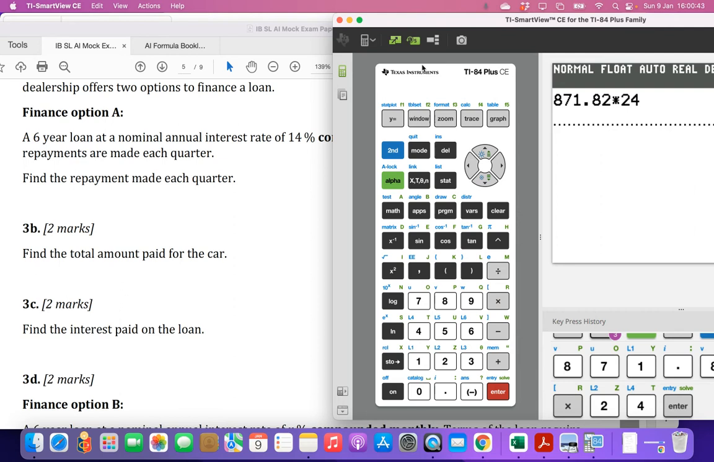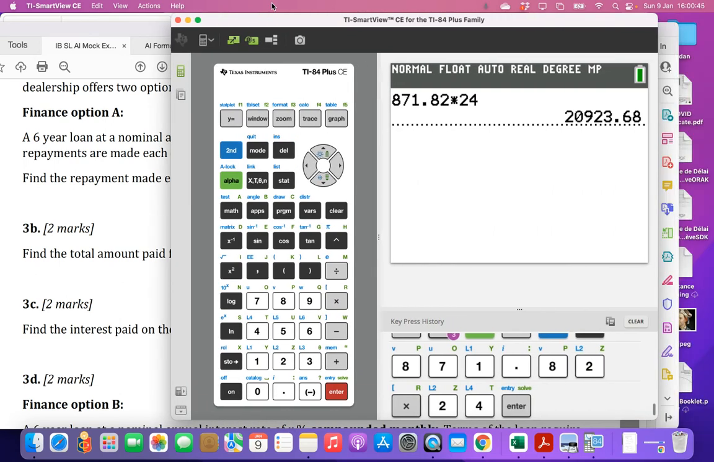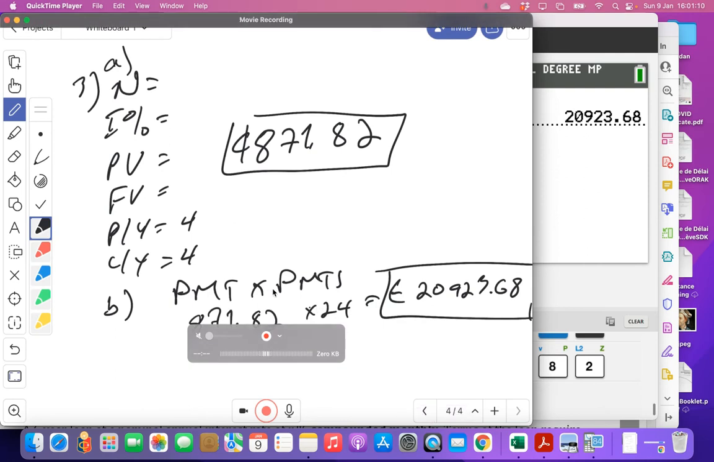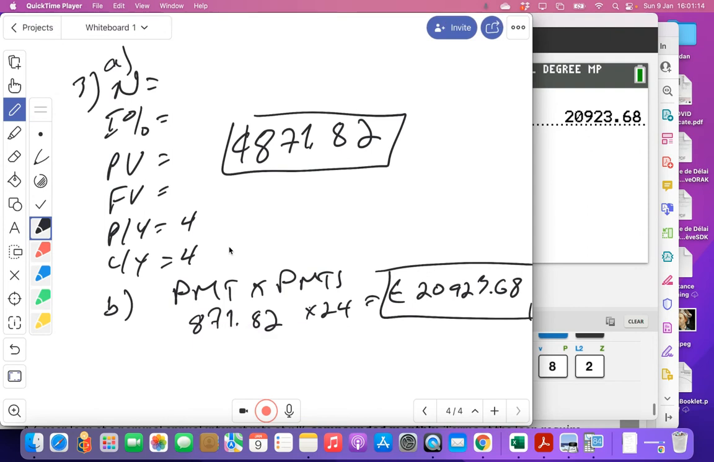So how much did he pay for a 14,000 euro car? 20,923.68. No rounding off on the three significant figures, only round for 2 decimal places. And I showed my workings here. C.